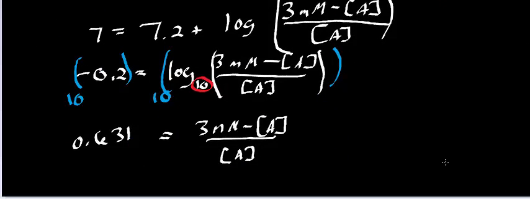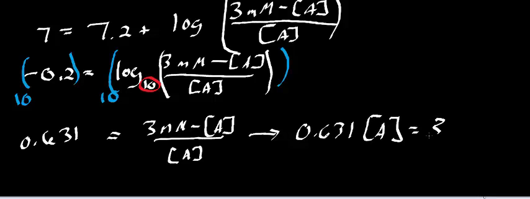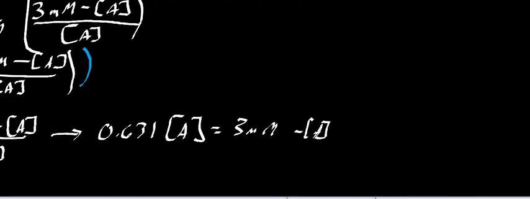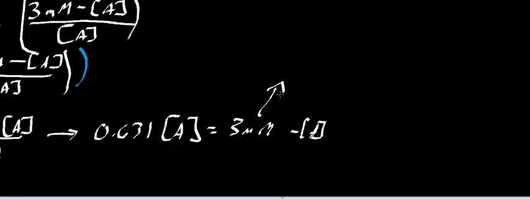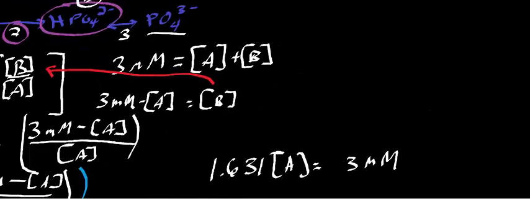And now I essentially want to get all the A's on one side, so I'm going to multiply both sides by A to get rid of this denominator. So I'm going to get 0.631 times A is equal to 3 millimolars minus the concentration of A. And then I can add the concentration of A to both sides, and so I get 1.631 times the concentration of A is equal to 3 millimolars. And then I can divide both sides by 1.631.